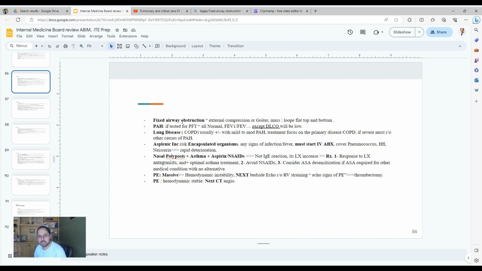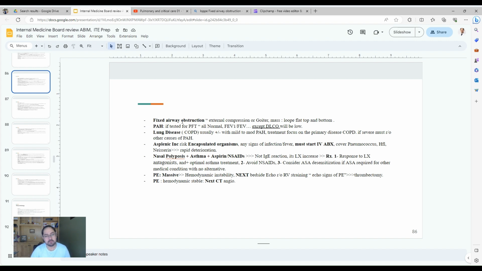A patient who is asplenic, there is no spleen, splenectomy, they have increased risk for encapsulated organisms like pneumococcus, Haemophilus influenzae, and Neisseria. If there are any signs of infection, fever, they may quickly and rapidly deteriorate, so you have to start the antibiotics, ideally in the hospital with IV.